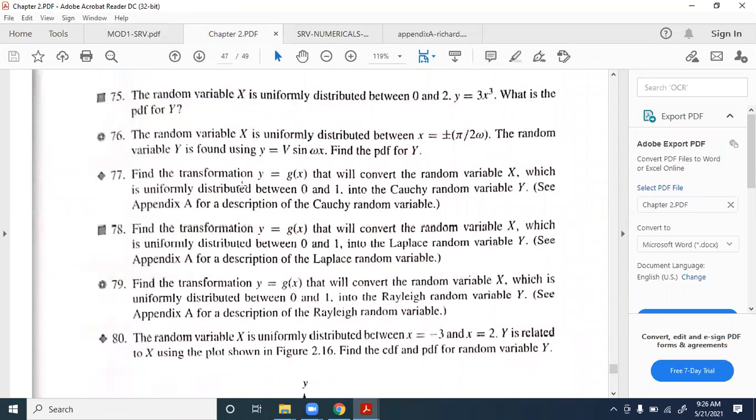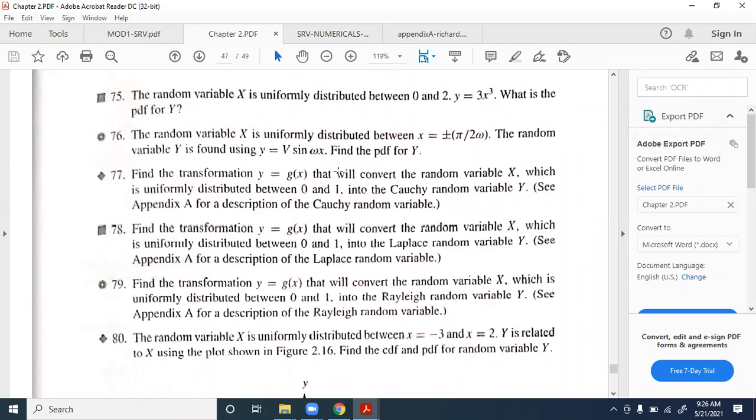Okay, 75 and 76 are similar to the earlier problem 74, so one can solve this. So we'll go for now 77. You can see here that 77, 78 and 79 all are similar. So we have picked up here 77. Once we know how to solve 77, we can easily solve 78 and 79.